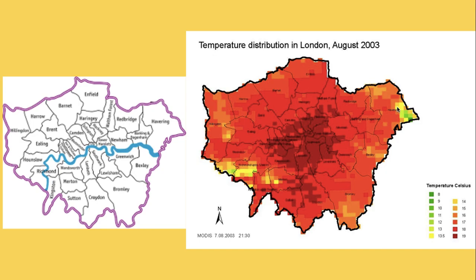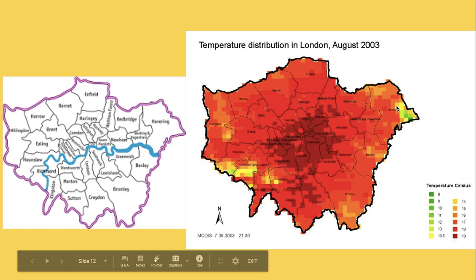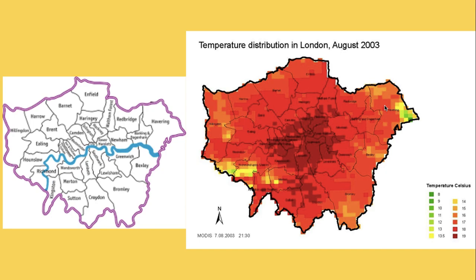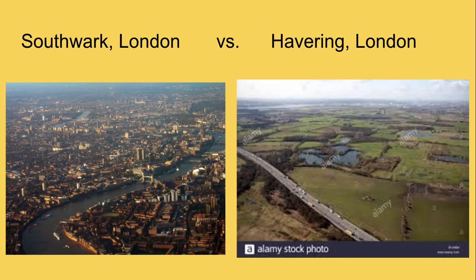So what can that tell me about those places? I'm letting you guess now. I'm going to guess that because Havering is cooler, temperature-wise, there's probably more vegetation out here. It's probably less urbanized. Southwark, here in the very dark red, is very warm. I bet Southwark is more urbanized. It probably has more pavement. And let's take a look-see.